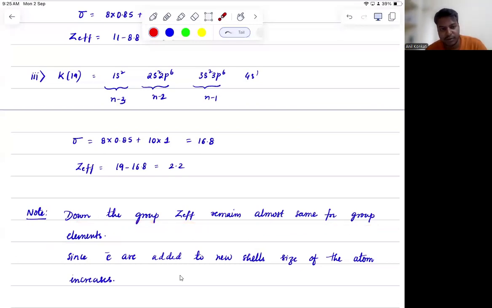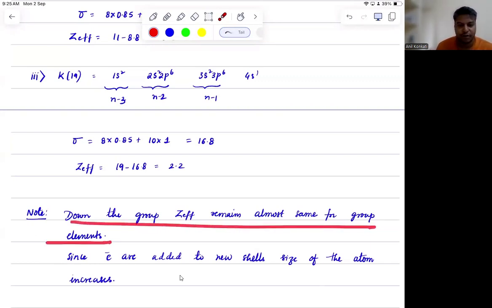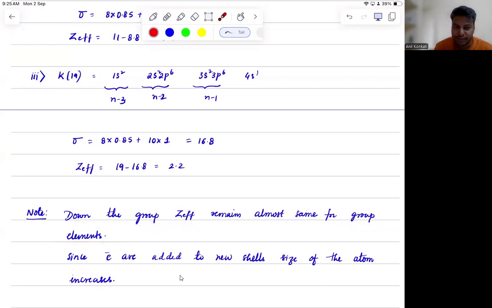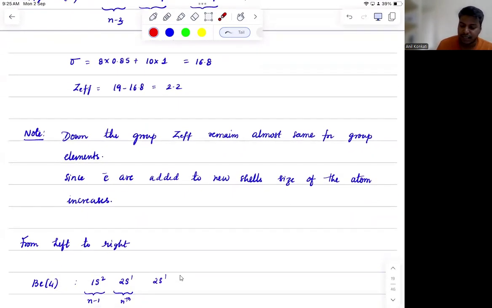Again, assertion and reason question. These statements have been asked a lot of times. So learn. Down the group, Z effective remains same for all the group elements. Since electrons are added to new shells, size will only increase because Z effective is not changing, but you are adding new shells. That's why the atomic size of these compounds will increase.